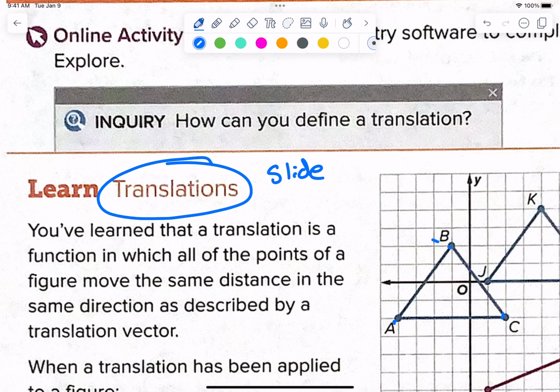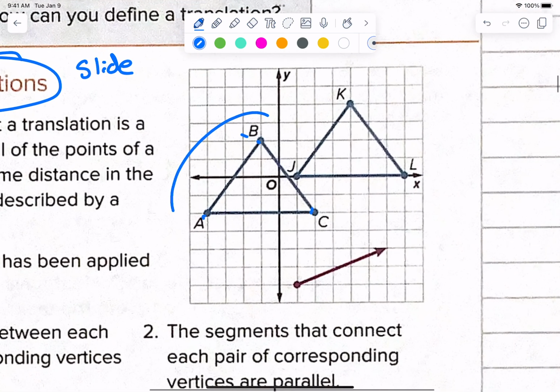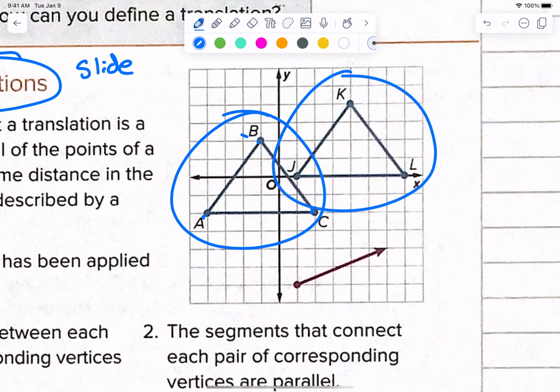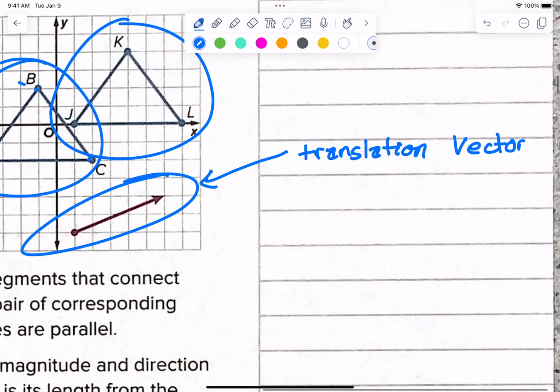I had a couple people come to me and say, I didn't do this right because it doesn't look the same. Yep, you didn't do it right because it should look exactly the same. We're just sliding it here. So here we have an original one and then we have our ending image, and this is how we're sliding it. This right here, write this down, is called a translation vector. This tells me how we are sliding it.